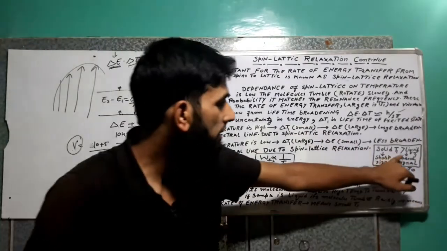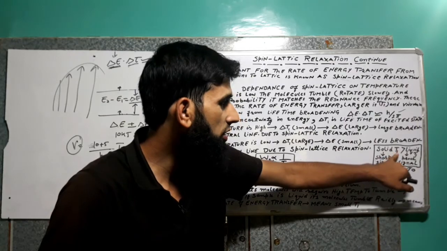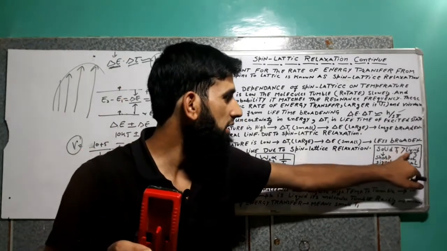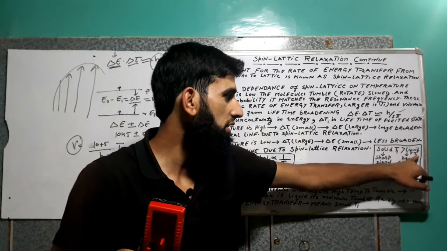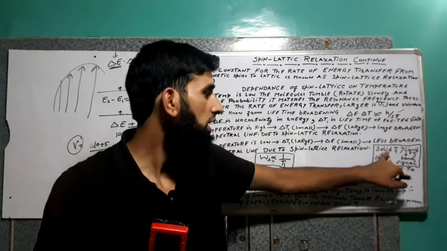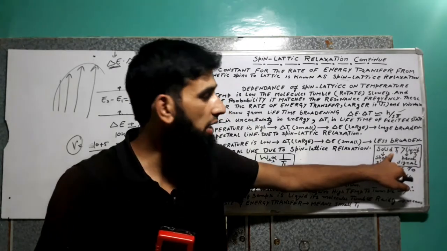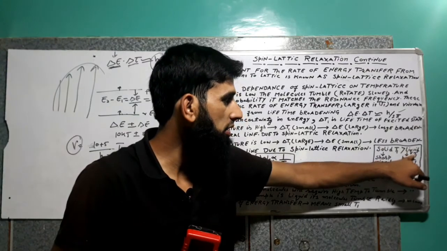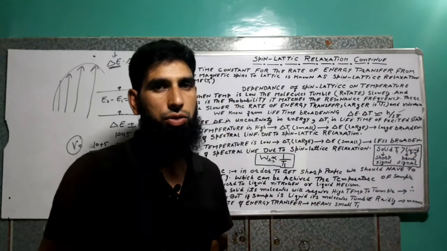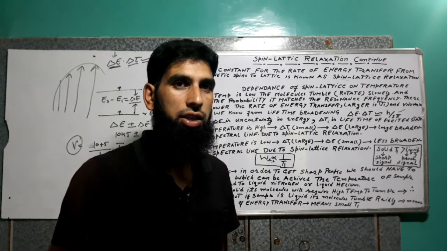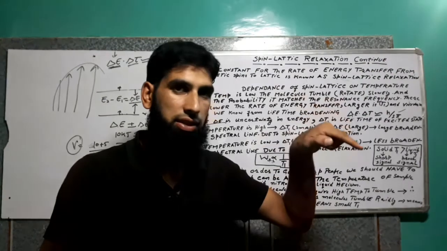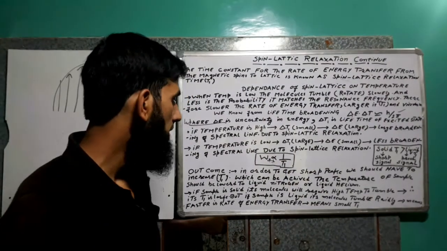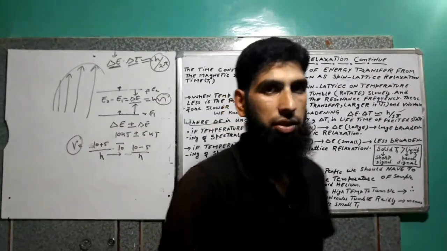So I have written here: this is the solid sample, its spin-lattice relaxation time is large, and this is the liquid, its spin-lattice relaxation time is less than that of solids. When the spin-lattice relaxation time is large, it will give a sharp signal, and when it is small, it will give a broad signal. So in NMR, solid samples give sharp signals, whereas liquid samples give broad signals. This is all about the spin-lattice relaxation process.